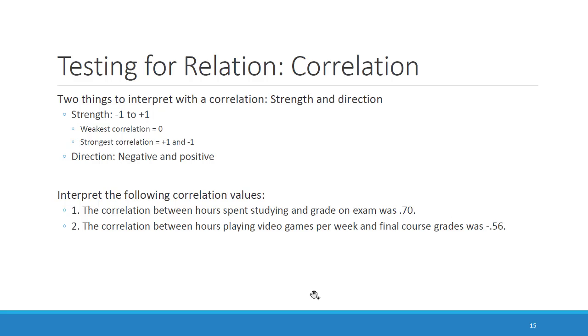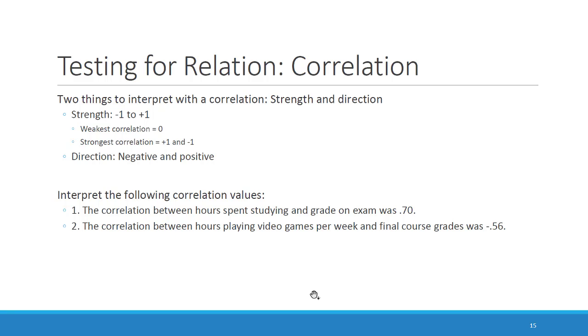In terms of a correlation, there are two things to interpret: strength and direction. Your strength of your correlation ranges from -1 to +1. Remember that the weakest correlation is 0, and the strongest correlation is either +1 or -1. And in terms of direction, you can either have a positive correlation or a negative correlation.